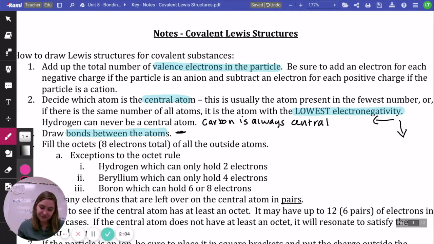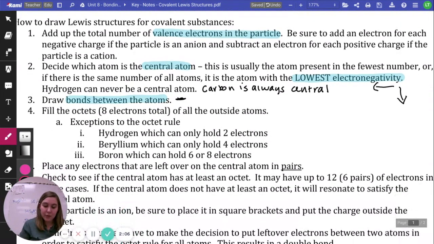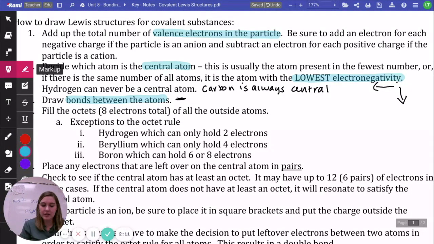Okay. And then we'll fill the octets of all the outside atoms. So fill the octets of everything outside. So an octet means that everybody wants to have 8 total electrons. So you'll fill them up to have that full 8 electrons. There are a few exceptions to the octet rule, though. Hydrogen only holds 2 electrons, beryllium only holds 4, and boron can hold 6 or 8. But boron, most of the time, only holds 6 electrons. It's pretty rare that you see it hold more than that.